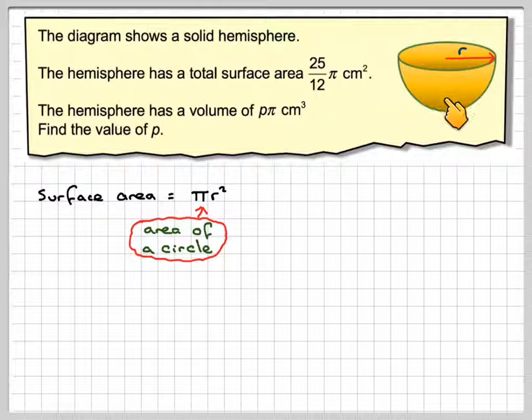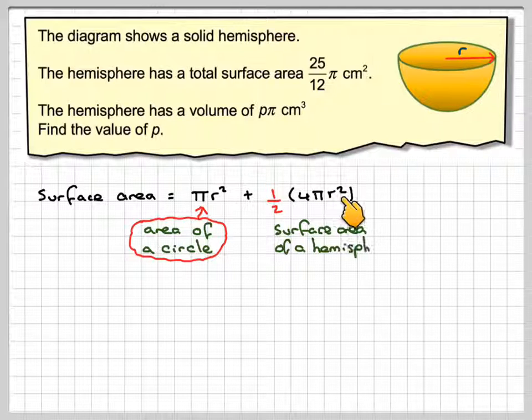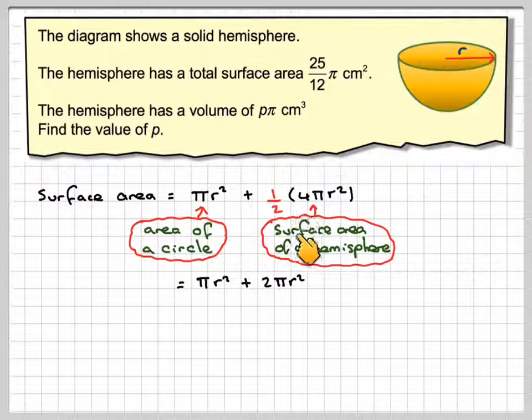And then the surface area of a whole sphere is 4 pi r squared, but we got half of it. So we're going to have a half of 4 pi r squared. Simplifying that, a half times 4 gives me 2 pi r squared. And altogether we get 3 pi r squared. But we know that that must be equal to 25 over 12 pi centimeters squared.